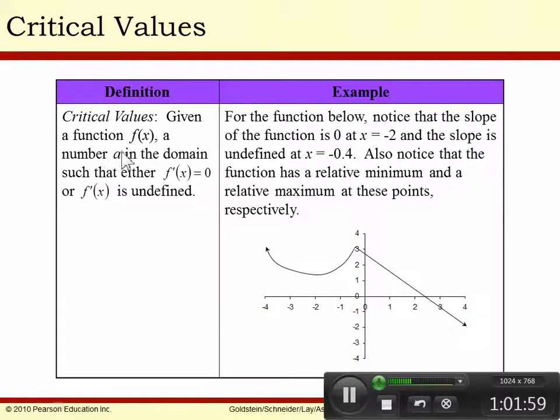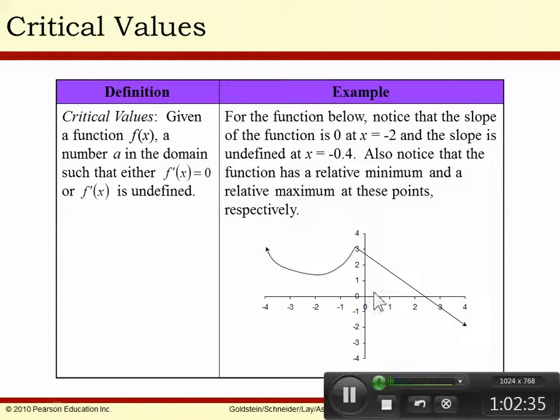Given a function f of x, a number a in the domain such that either f prime of x equals 0 or f prime is undefined. So we already have an idea of what the value of this point is in terms of finding maximums or minimums. But whenever I say critical value, it's a term I'm going to be using a lot. It means the first derivative is either 0 or undefined at that point. That's the first thing that should come into your mind.